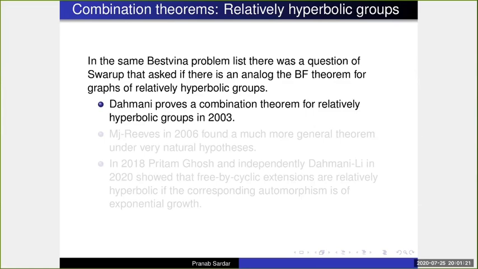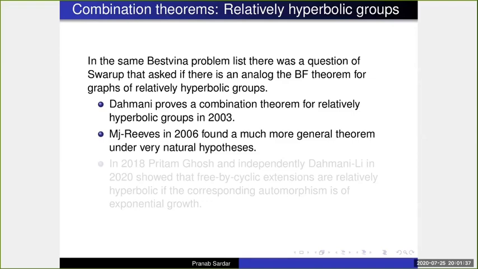So that was the situation for hyperbolic groups. But I'm afraid I don't have time to explain this for relative hyperbolic groups. I just mention a few. Dahmani proved a combination theorem for relatively hyperbolic groups in 2003. Swarup asked, can we find a combination theorem like the Bestvina-Feighn theorem for relatively hyperbolic groups? Dahmani proved something like that in 2003, but his theorem was very special, and he assumed a very strong condition.